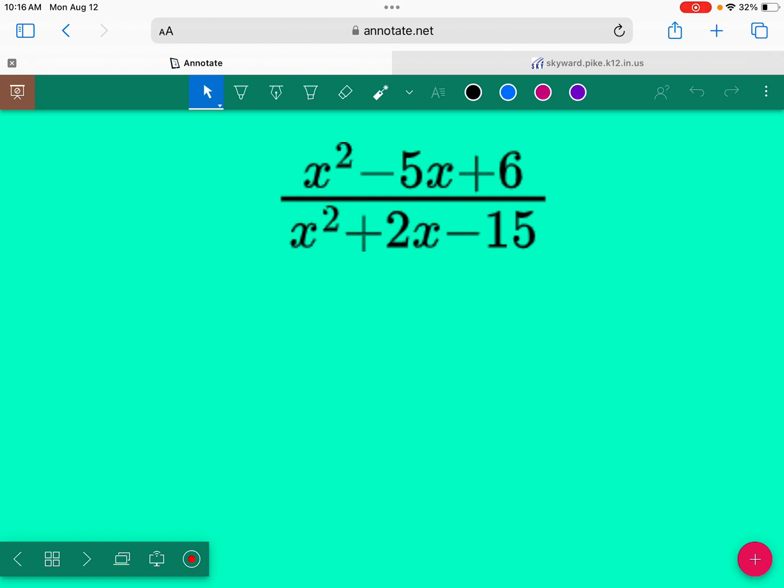All right, so here's our next one. X squared minus 5x plus 6 over x squared plus 2x minus 15. So, quadratic trinomials.